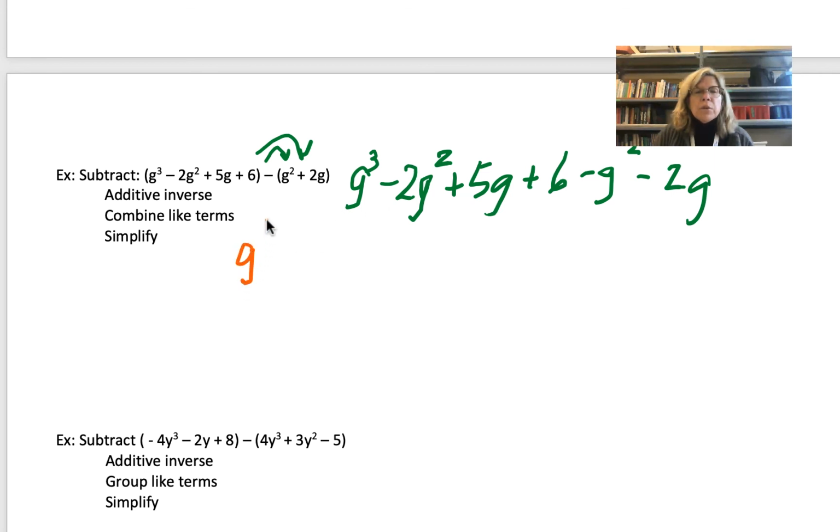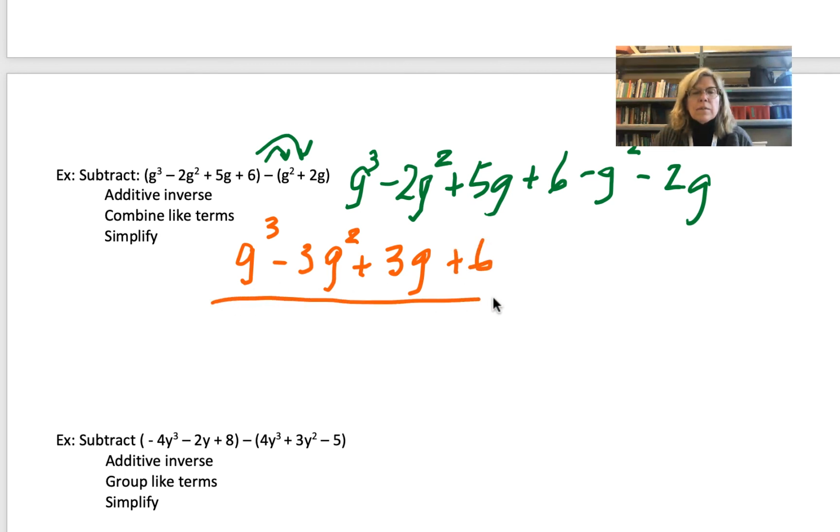And then we can begin the process of moving everything into groups, combining like terms. So that's g cubed, and we have minus 2g squared and minus g squared, so that's minus 3g squared. So note, I'm approaching these by the power of the exponent, because then it puts me automatically into standard form, where the highest exponent is first, and so on down the line. So here's 5g and minus 2g, so that's plus 3g. And then plus 6 is the constant. So that's what you have there.